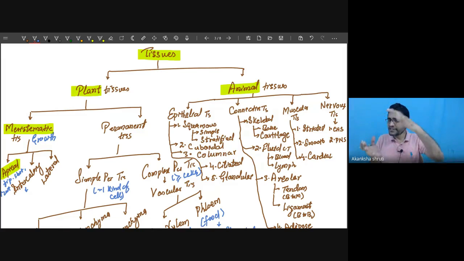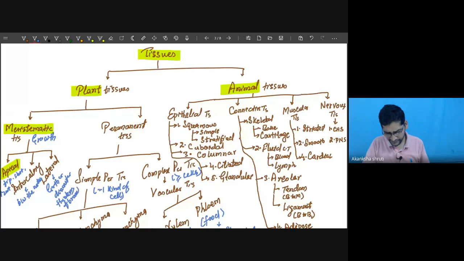Intercalary means between the nodes. And lateral is for increasing the thickness. So it is for girth or diameter, means the thickness of the branch. Getting it? So for increasing the thickness, lateral meristem is responsible.